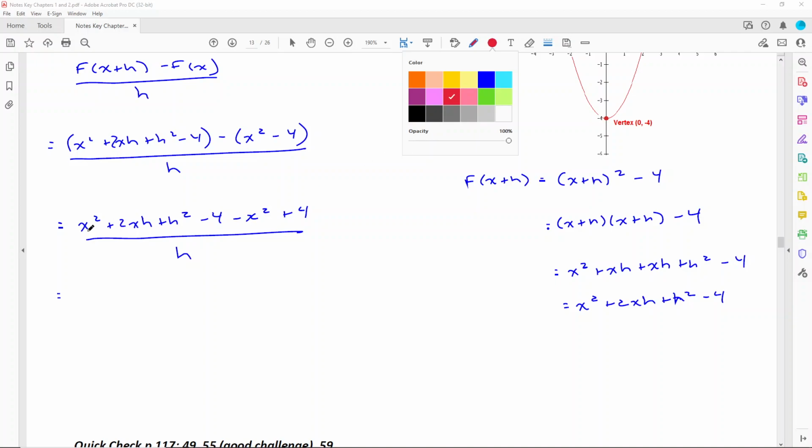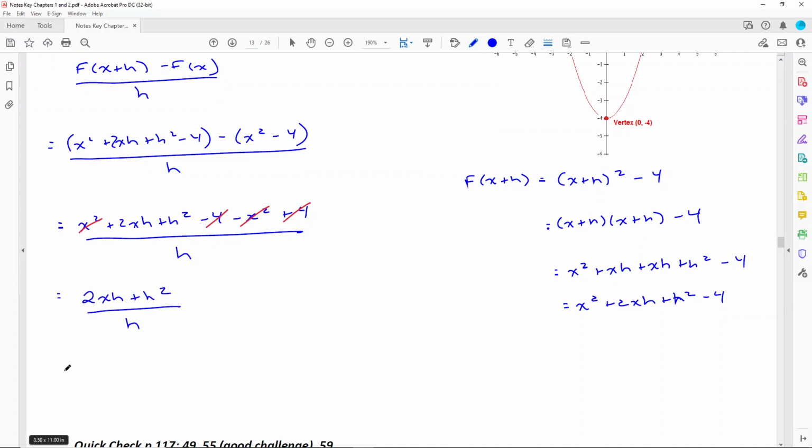So you'll notice in this one, the x squared minus the x squared, the negative 4 plus the 4 goes away, and the terms that are left are the ones that have the h's in them. So I've got 2xh plus h squared all divided by h. Now, can I simplify further? You can do this two ways. You could think of it as 2xh divided by h plus h squared divided by h, right? When you have a binomial numerator and you're dividing by a monomial, both of the terms in the numerator have to be divided by h. Or I could simplify by factoring. I could greatest common factor out an h to be left with 2x plus h all over h. So now the h's will simplify, and I'm left with 2x plus h.